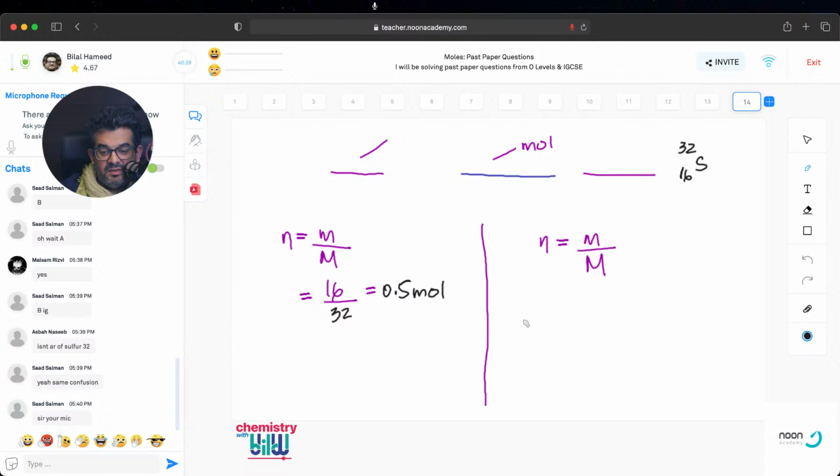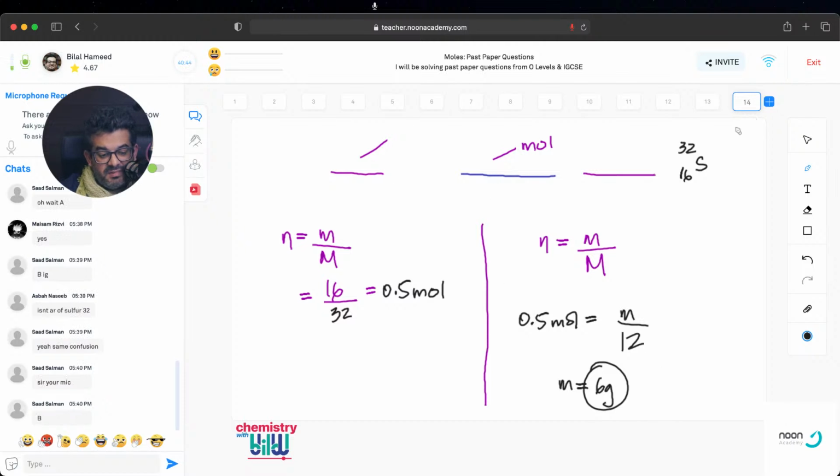Yeah? Okay. So we need 0.5 moles of carbon, atomic mass of carbon is 12. So that means whatever the question was, the answer should have been 6 grams. I can't see the question, but I don't know what the answer was.